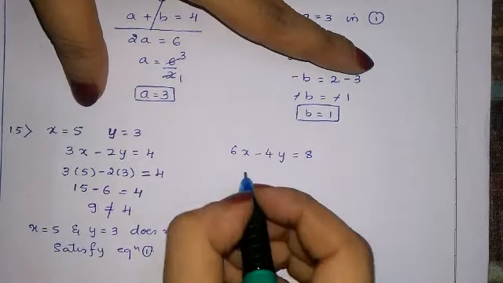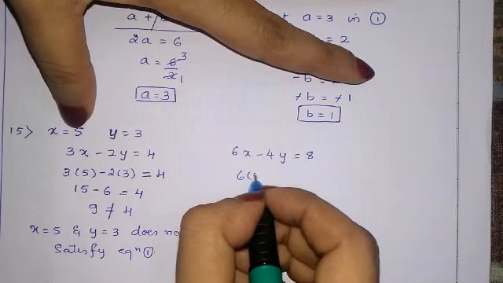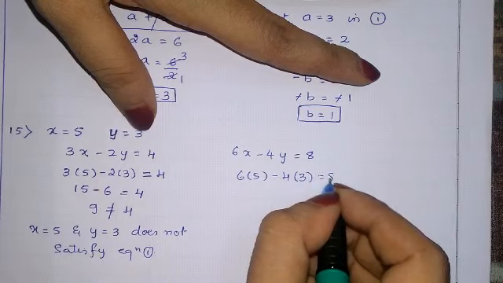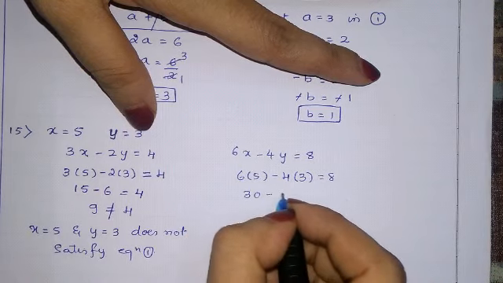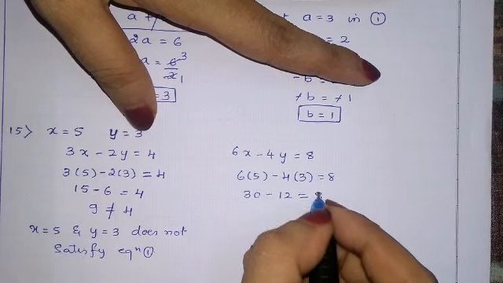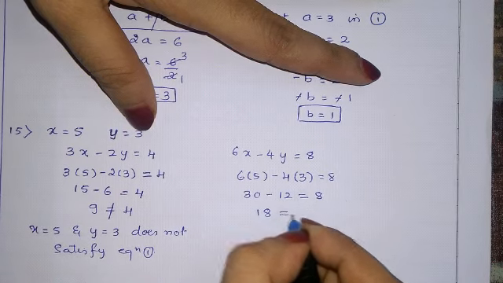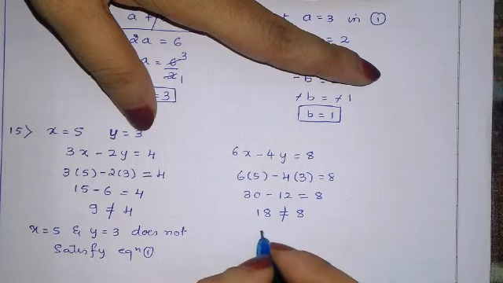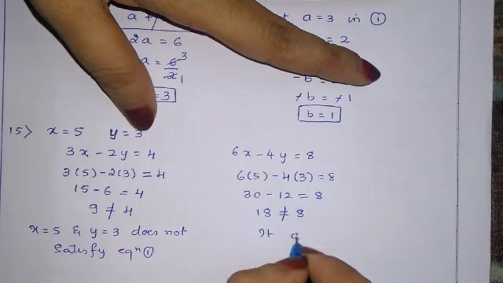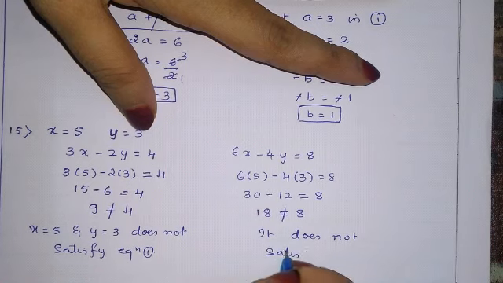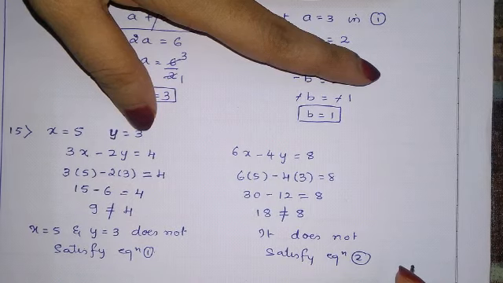Here let us see now. 6 into x value 5, minus 4 into y value 3, is equal to 8. 6 5s are 30, 4 3s are 12. 30 minus 12 is 18. Is 18 equal to 8? No. So it does not satisfy equation 2 also. So it does not satisfy equation 1 and equation 2 also.